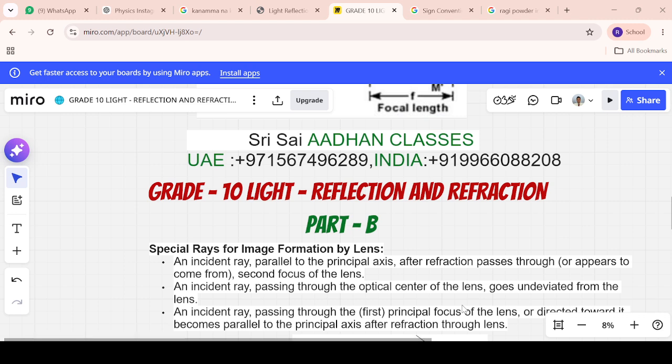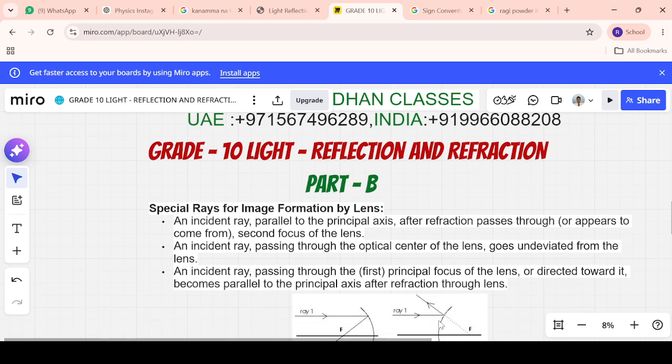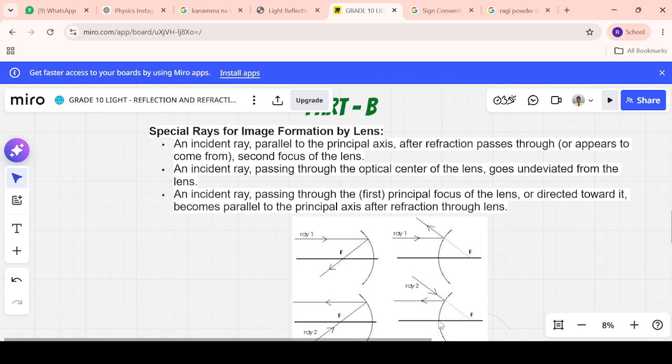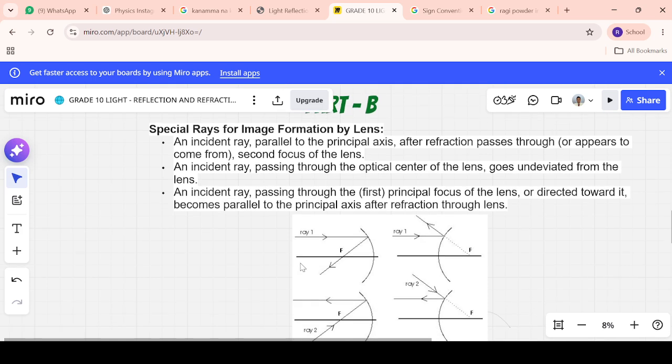We'll continue with the topic called light, reflection and refraction, grade 10 CBSE part B. So here in part B, what we are going to begin is the special rays for images formation by lens. So how the images are formed when you are using a lens over here. Always remember the incident ray is parallel to the principal axis and after refraction it will pass through or appears to come from second focus of the lens.